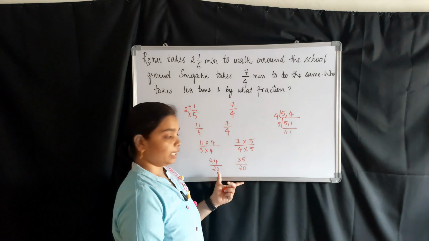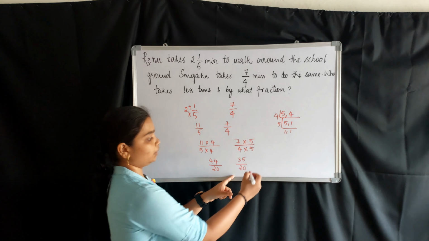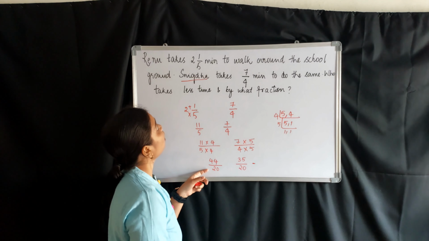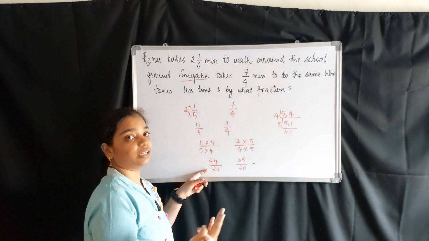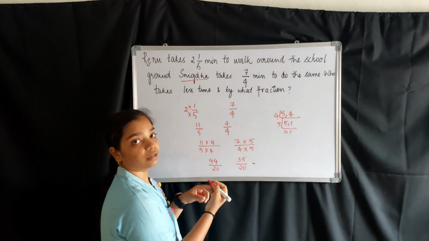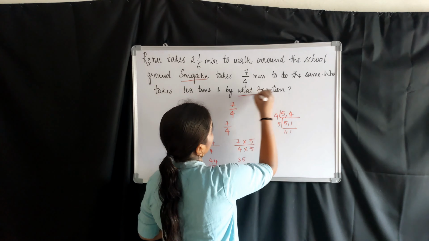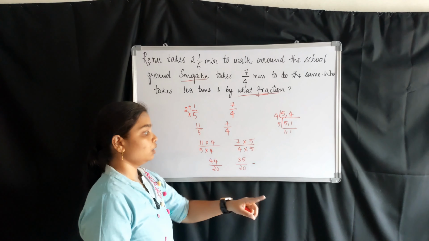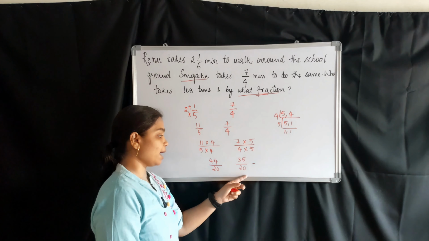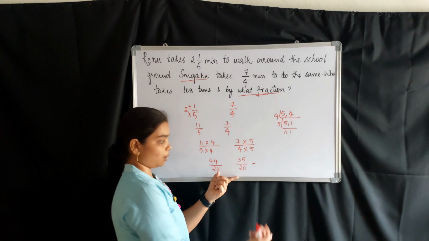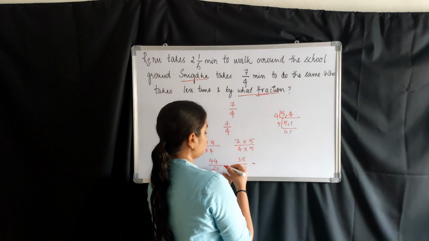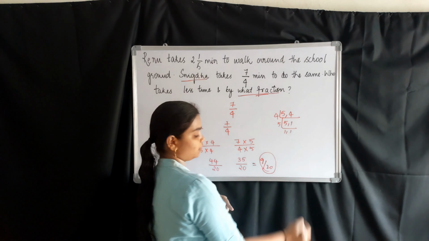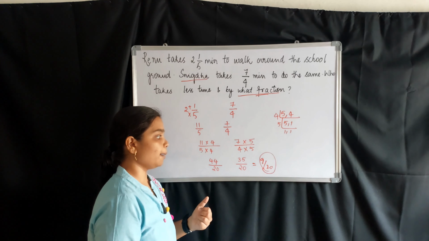We could see that 35/20, which belongs to Snigdha, took less time than the time taken by Renu. And we have also been asked who takes less time and by what fraction. So Snigdha takes less time, but by what fraction? We just have to subtract the terms here. So it is 44 minus 35, 9/20 is the fraction difference between them.